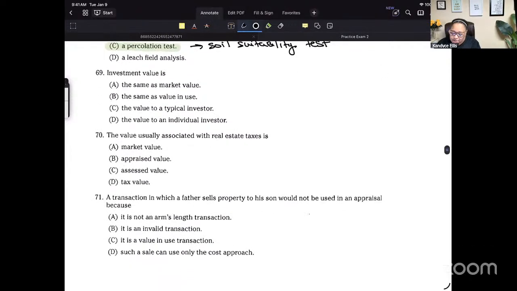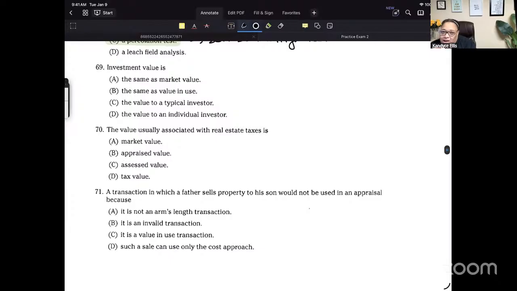All right, 69. I'm Gen X, that makes me giggle. Investment value is the same as market value, the same as value in use, the value to a typical investor, or the value to an individual investor. I mean, this test is really trying to get us with these vocab words.